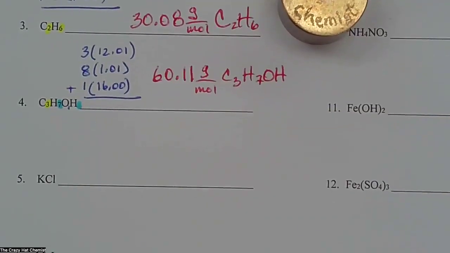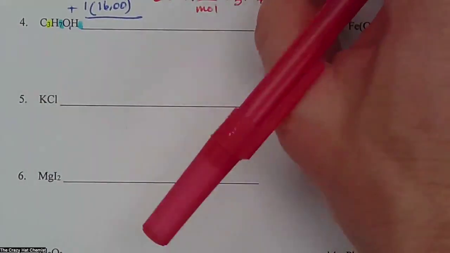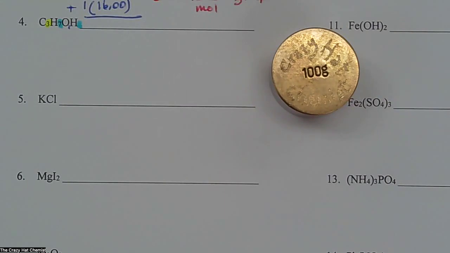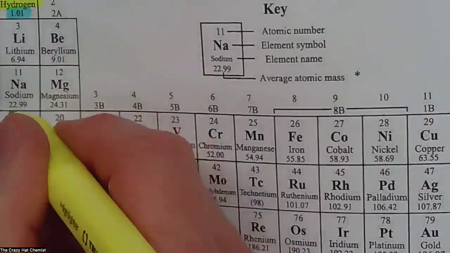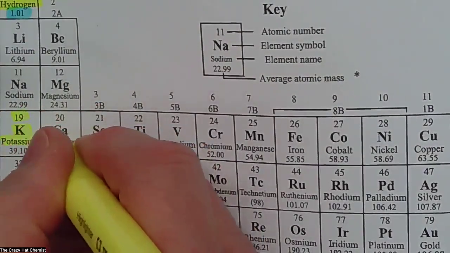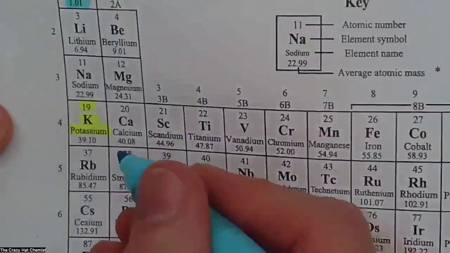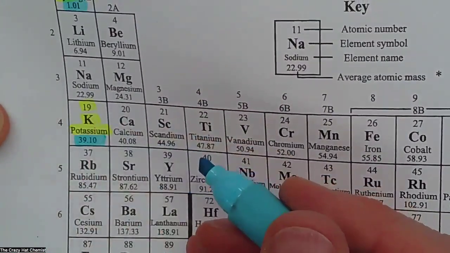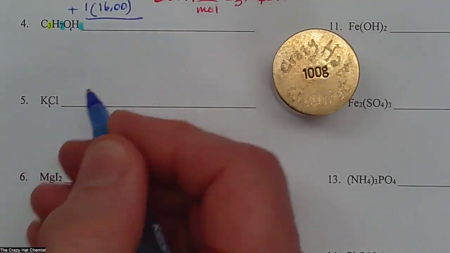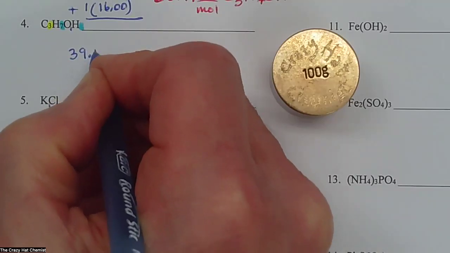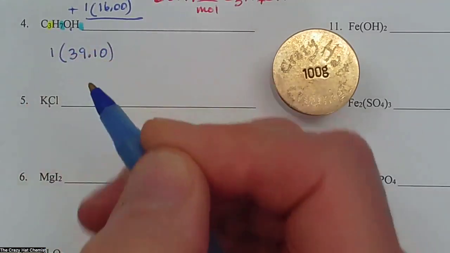All right, so the next one is problem number 5. Problem number 5 is KCl, that's potassium chloride. So we're going to find potassium on our periodic table. That is atomic number 19. That's a K for potassium. And the molar mass for potassium is 39.10. So how many potassiums? 1. So 39.10, and there's 1 potassium.